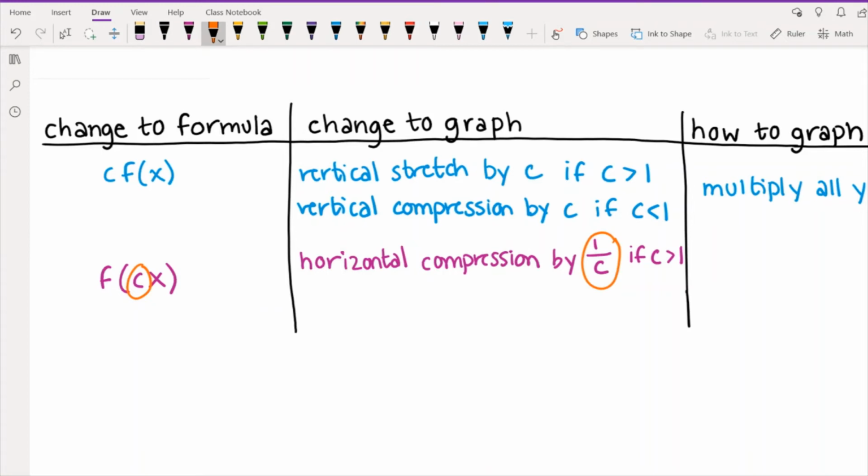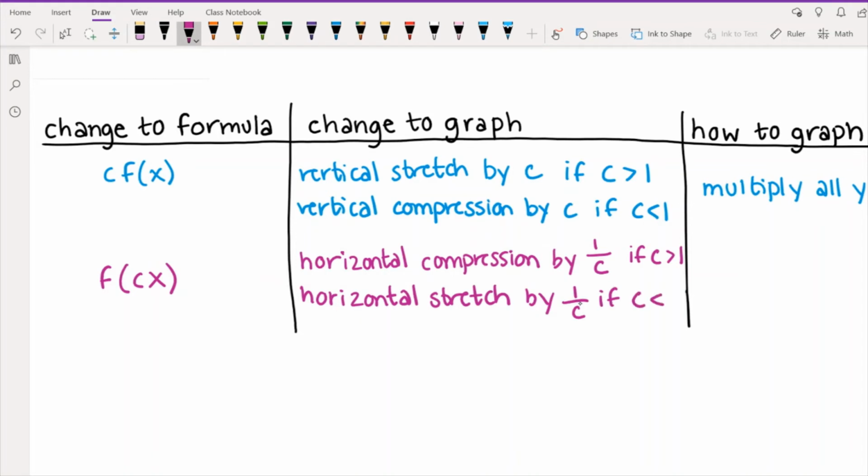So you're always taking the reciprocal of whatever number you're multiplying x with. So what happens if the number you're multiplying x with is itself less than 1? Like, let's say that you did f of 1/2 x. Well, that's actually going to stretch your graph. So they basically just work backwards. So it's going to be a horizontal stretch by 1/c if c is less than 1.